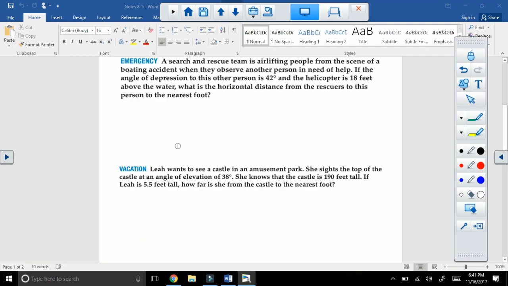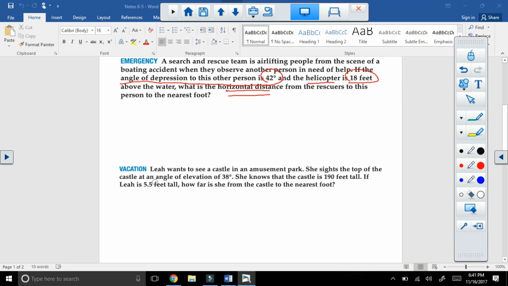Okay, so here are some examples we're going to draw pictures for. You'll get to see my awesome artistic skills in action with this. It says a search and rescue team is airlifting people from a scene of a boating accident when they observe another person in need of help. If the angle of depression to the other person is 62 degrees and the helicopter is 18 feet, so let me just go through some of this and underline it. Above the water, what is the horizontal distance from the rescuers to the person to the nearest foot?